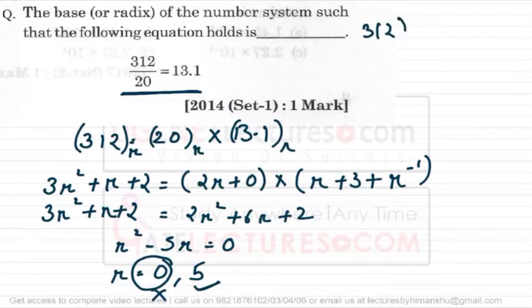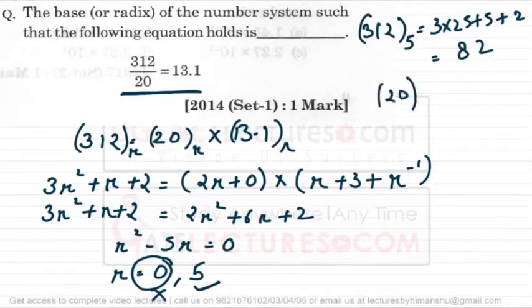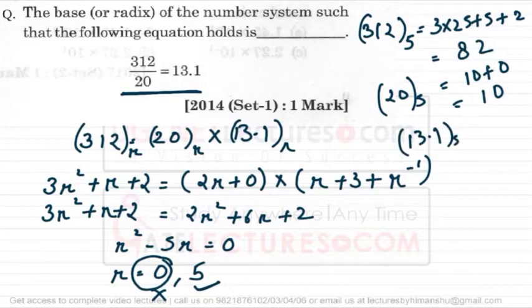So 312, if you take this number as a number in base 5, you get it as 3 into 25 plus 5 plus 2, which is 82. 20 in base 5 would be 10 plus 0, which is 10, and 13.1 would be 5 plus 3 plus 5 to the power minus 1, which is 8.2, and also 82 by 10 is going to be 8.2, so the answer is correct, which would be 5.